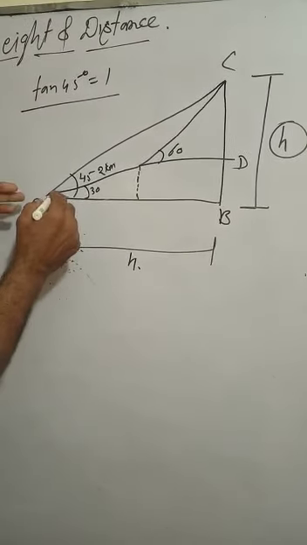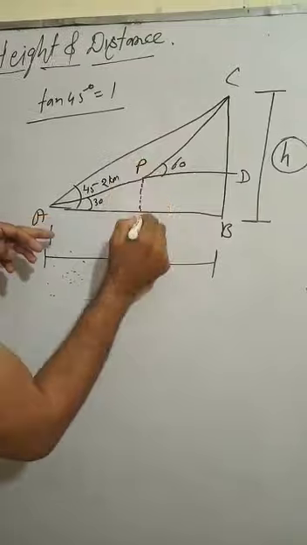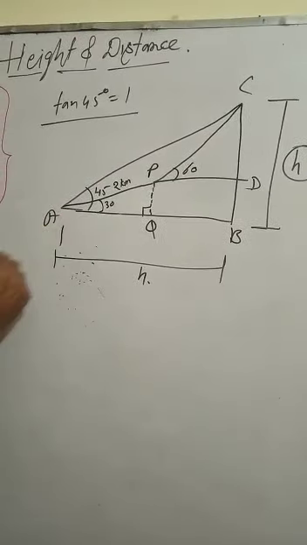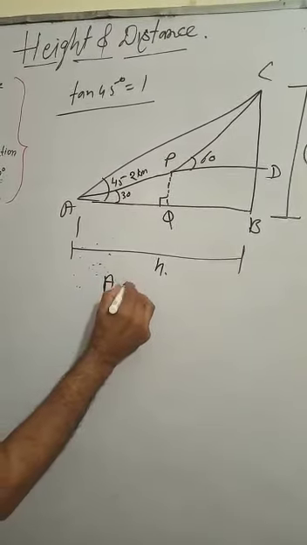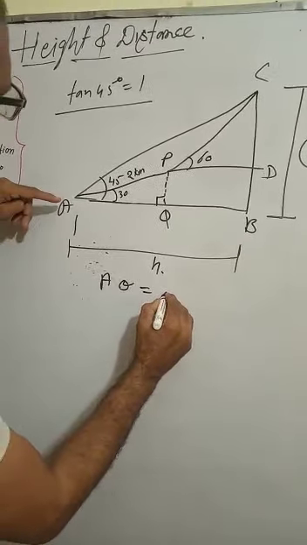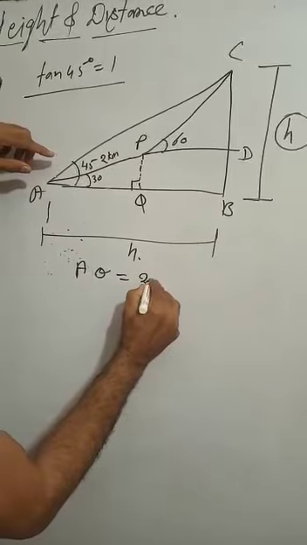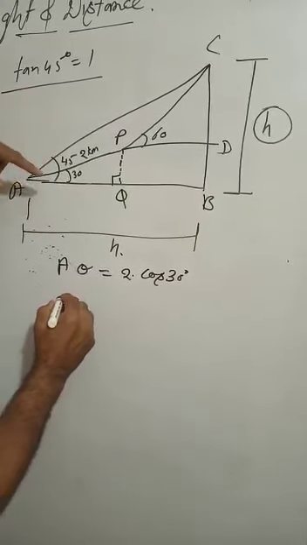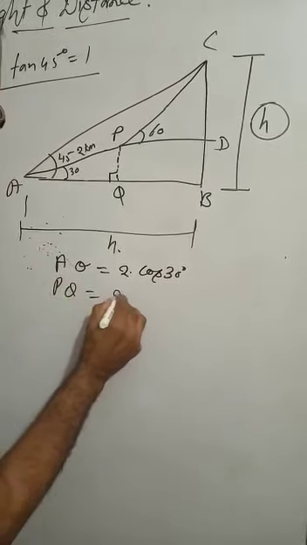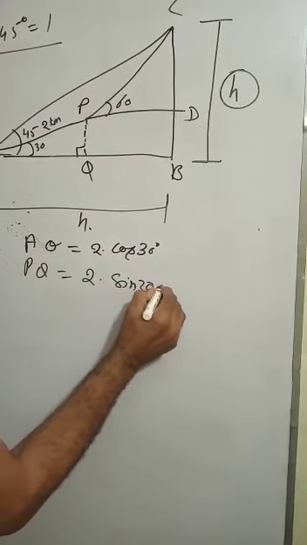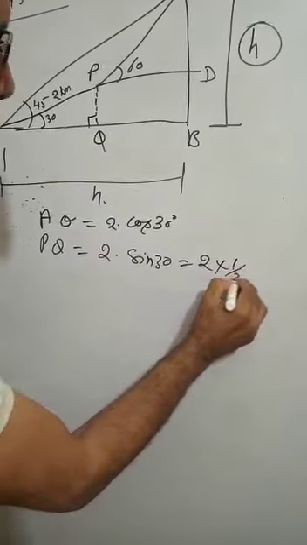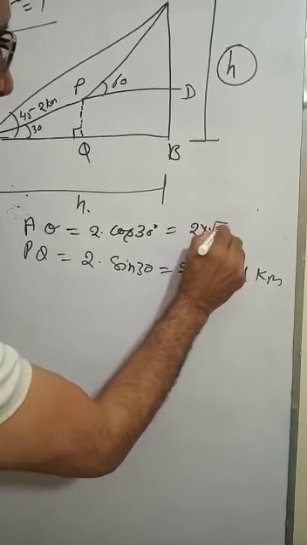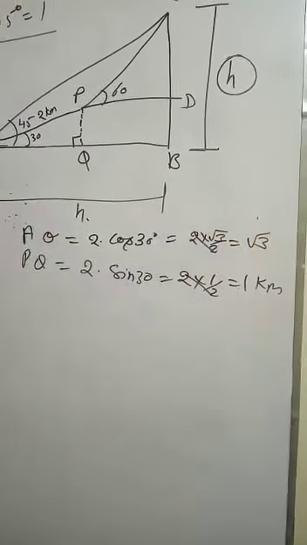Now in triangle PQA, this is 90 degrees, and we can say that AQ is equal to 2 cos 30 degrees, and PQ is equal to 2 sin 30 degrees, which is 2 into 1/2, equal to 1 kilometer. And AQ is equal to 2 into root 3 by 2, which is root 3 kilometers.